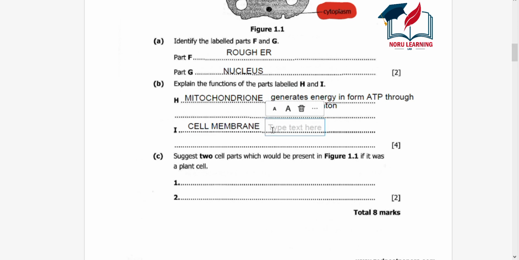With no doubt, we know that the cell membrane acts as a selective barrier. So to begin with, it is a selective barrier that controls the movement of substances. We know these substances: salt, water, right? In and out of the cell.